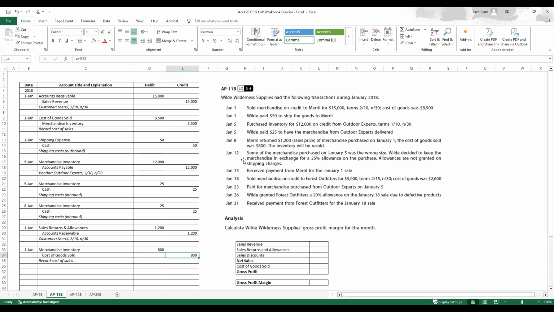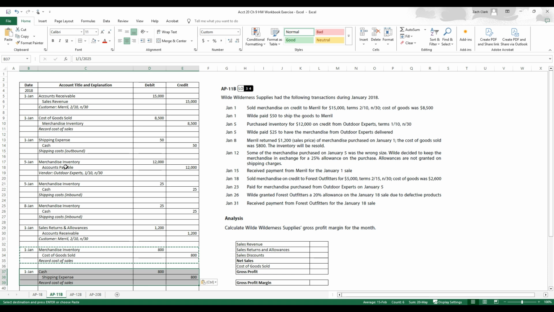Okay, so now we're on to January 12th. In this entry, some of the merchandise purchased on January 5th. So this was us buying inventory for ourselves on January 5th. And some of it was the wrong size. We decided to keep the merchandise in exchange for a 25% allowance on the purchase. And we can't take the allowance on the shipping cost, but just on the 12,000.